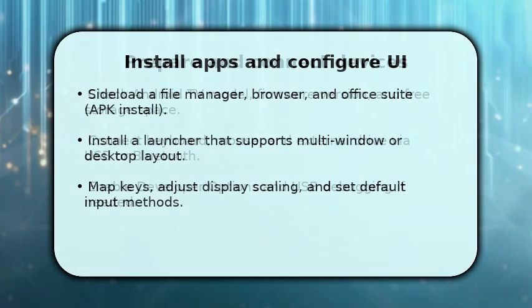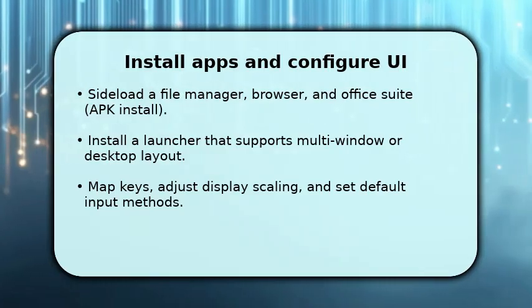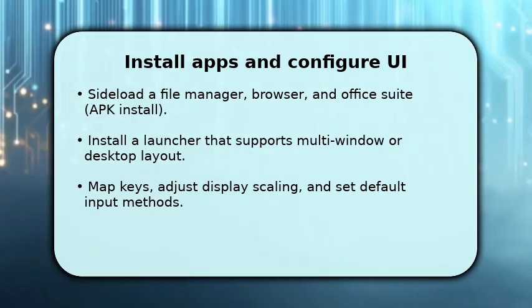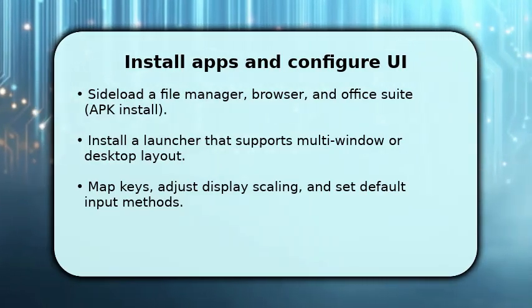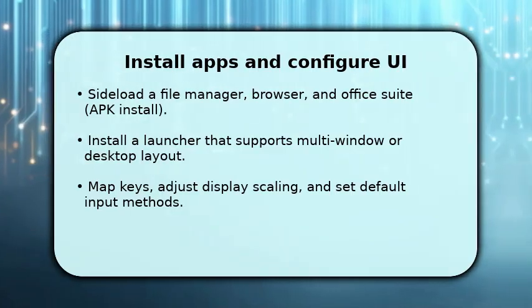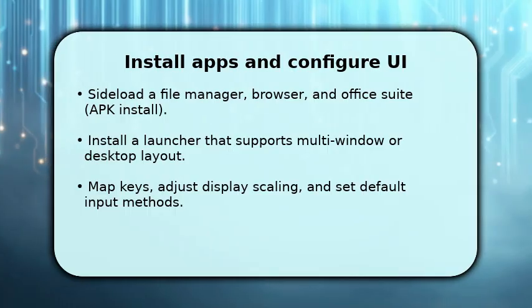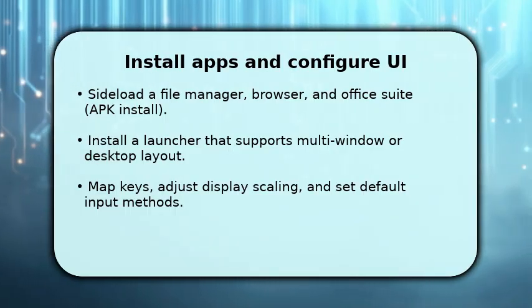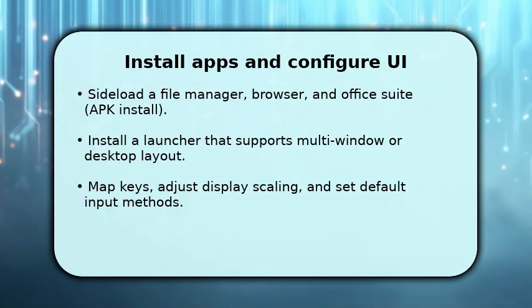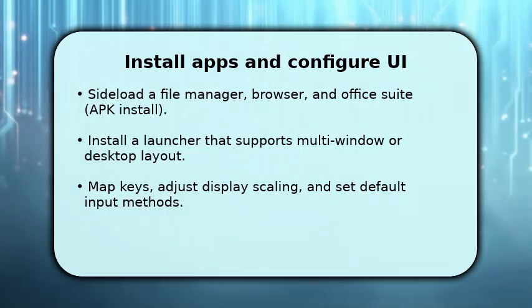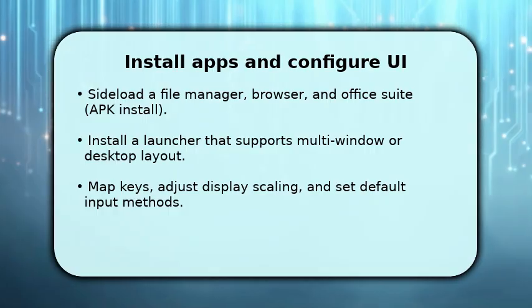Next, you install the tools that make a TV act like a PC. Sideload a capable file manager, a Chromium-based browser, and an Office app. Use ADB or a USB drive if the Play Store blocks installs. Then replace the launcher with one that supports multi-window or a desktop grid, and configure display scaling so text isn't huge on a 55-inch panel.